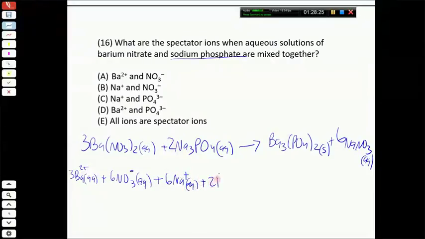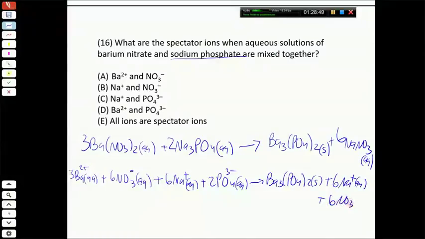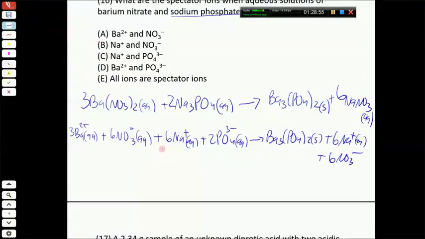And then 2 phosphates on the reactant side. On the product side, we've said that barium phosphate is insoluble, so we don't separate that into ions. That stays as barium phosphate, solid. And then we still have 6 Na pluses from sodium nitrate, and then 6 NO3 minuses also from that compound. And then if we look at this form of the equation, what we see is that on both sides of the equation we have 6 Na pluses and we have 6 NO3 minuses. So sodium plus and NO3 minus are also our spectator ions. And so that gives us choice B as the correct answer.